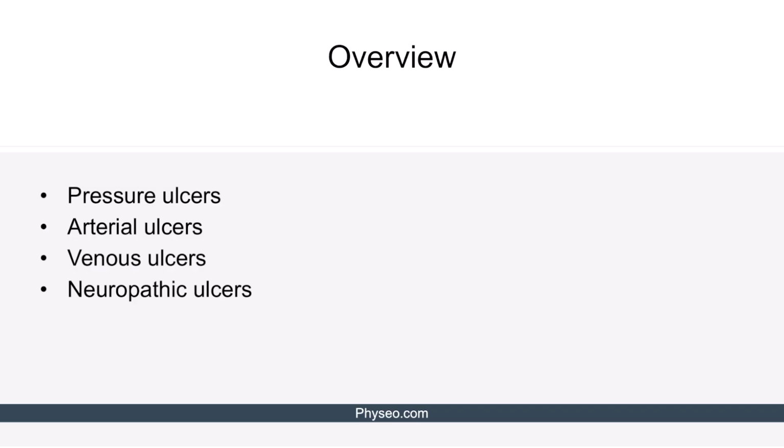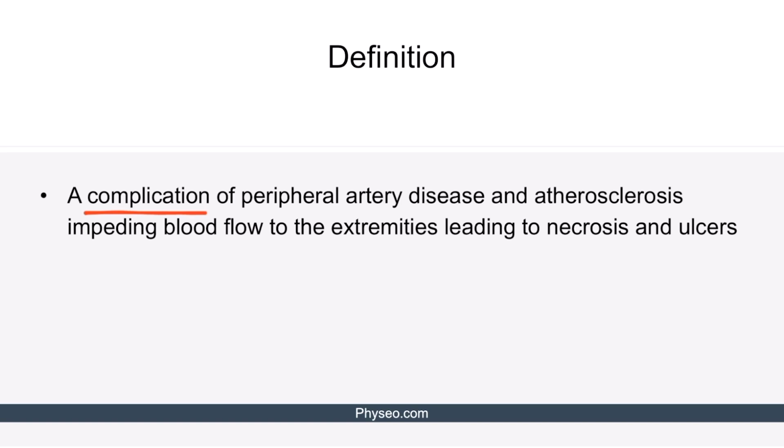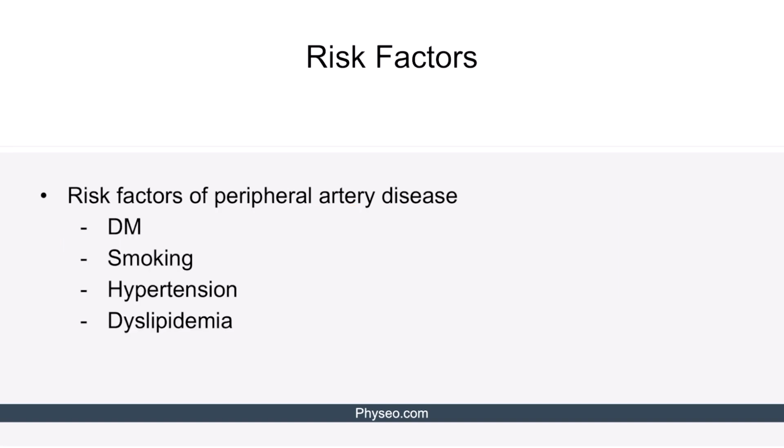Okay, next let's discuss arterial ulcers. Arterial ulcers are complications of peripheral artery disease due to the atherosclerosis impeding normal blood flow to the extremities. Eventually, this leads to tissue hypoxia, necrosis, and ulcers. Risk factors include those of peripheral artery disease, which are diabetes mellitus, smoking, hypertension, and dyslipidemia. Each of these pose an independent risk factor to the development of atherosclerosis and peripheral artery disease.